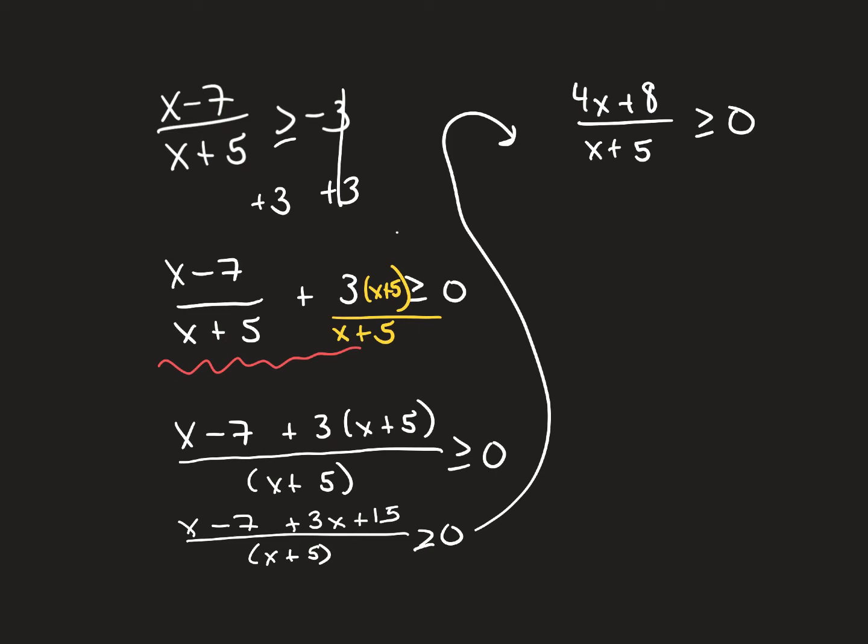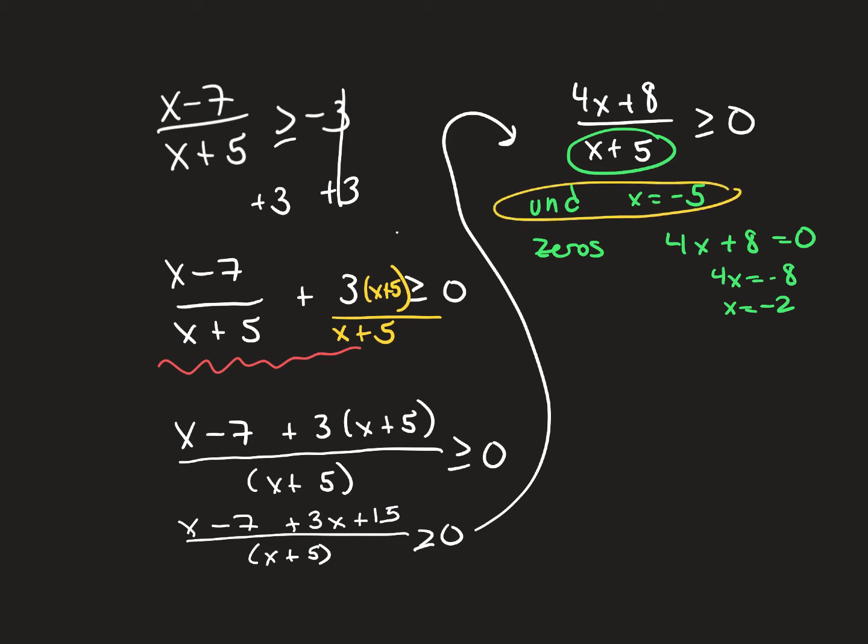So now we want to find all the zeros and all the undefined values. The undefined values are just what's going to make the bottom 0, and that's simply going to be x equals negative 5, because negative 5 plus 5 is going to be 0. That's just setting the bottom equal to 0. And the zeros is going to be setting the top equal to 0, which is 4x plus 8 equals 0. So I can subtract 8 and then divide by 4, and I get negative 2. So that's my 0. So I have an undefined value, and I have a 0.